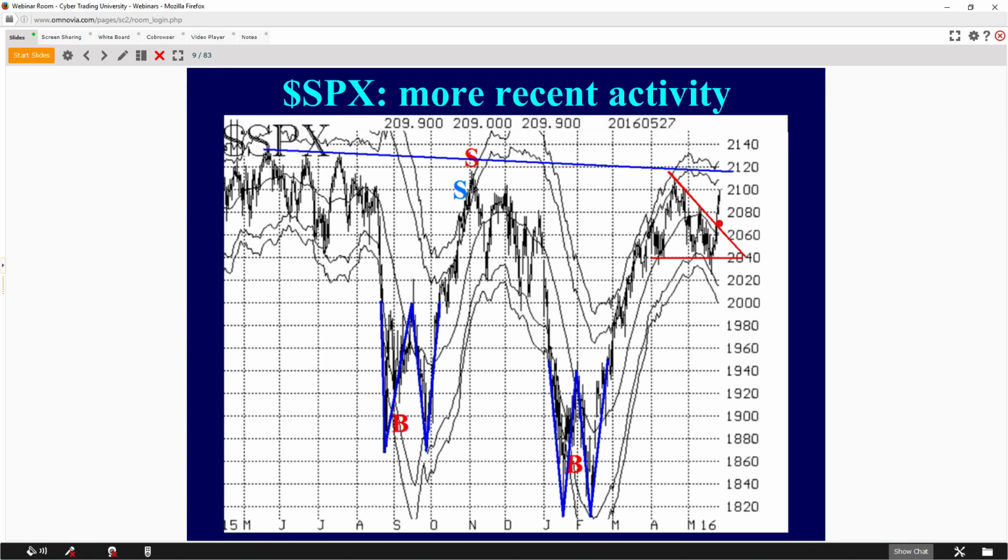Last week, we broke out of this triangle on the upside. So when you break out of a triangle like that by classic technical analysis, that's a pretty powerful upside move. We'll see if it can continue.